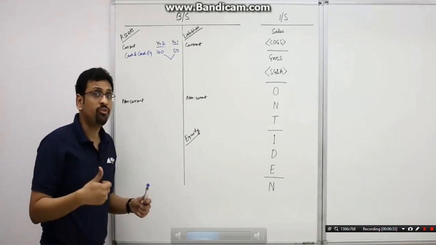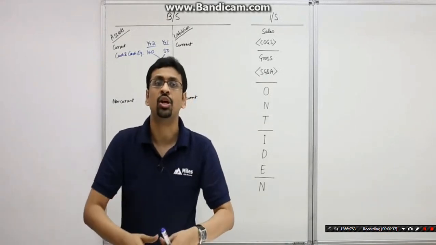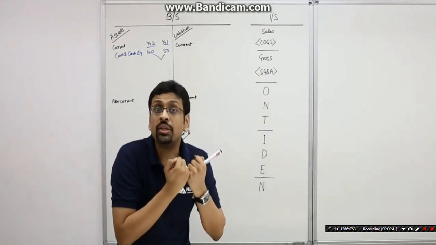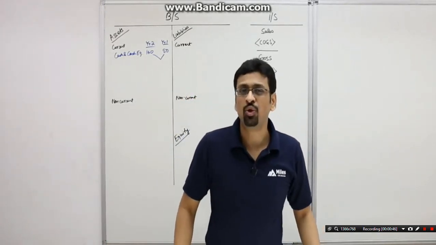So in the statement of cash flows, we'll identify the sources and uses of cash. So from where has the cash come into the entity? And what did the entity do with the cash? So that is your statement of cash flows.